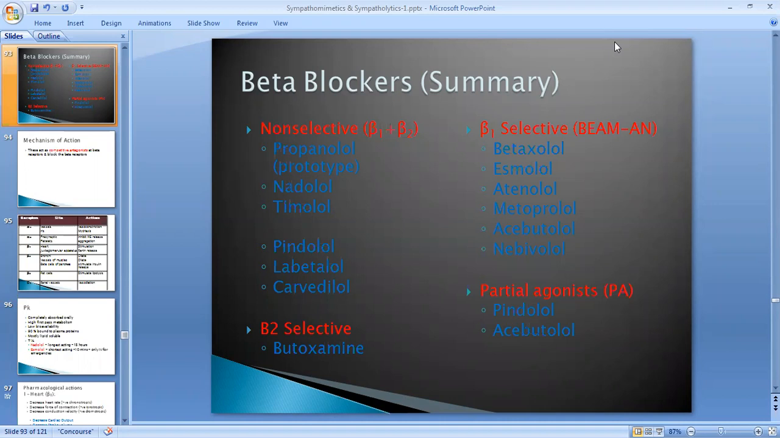Beta blockers are classified as non-selective beta 1, beta 2 blockers, like propranolol, nadolol, timolol, pindolol, labetalol, and carvedilol. These are non-selective blockers of both beta 1 and beta 2. Beta 2 selective is butoxamine, which is a clinically insignificant drug. Beta 1 selective drugs are betaxolol, esmolol, atenolol, metoprolol, acebutolol, and nebivolol. Partial agonist beta blockers with intrinsic sympathomimetic activity are pindolol and acebutolol.